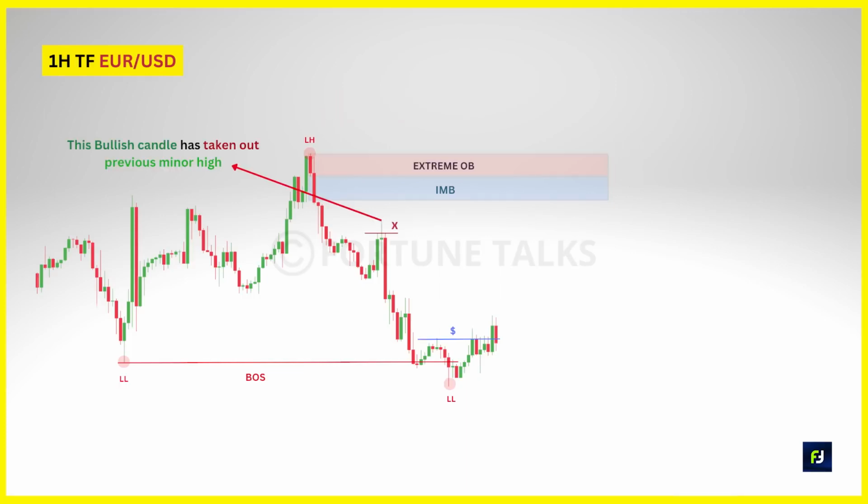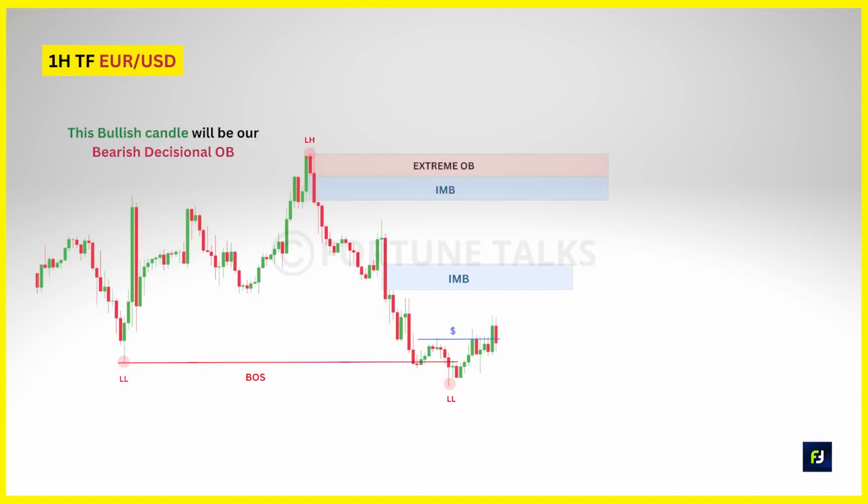If you look at this particular candle, you can notice how it has taken out the previous minor highs. It is also associated with an imbalance which is unmitigated. So this green candle can be our second order block. We can mark its highs and lows. So it becomes our decisional order block. We can also mark the order flow for additional filtering. We can find that the order flow is also unmitigated. But keep in mind that the extreme order block has a higher probability of success than the decisional order block.